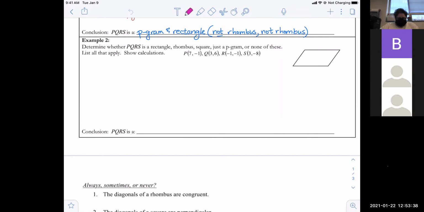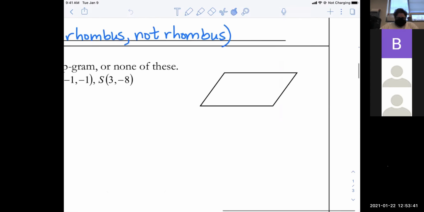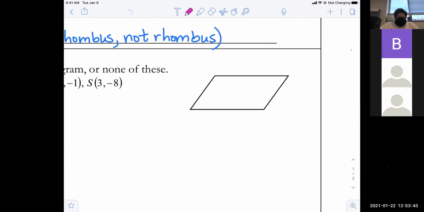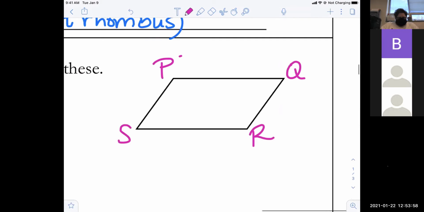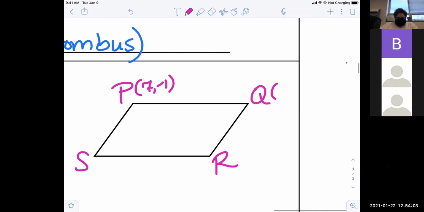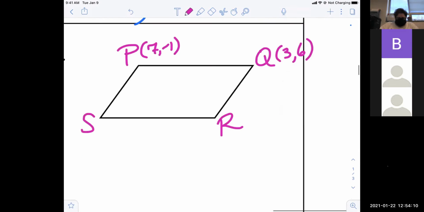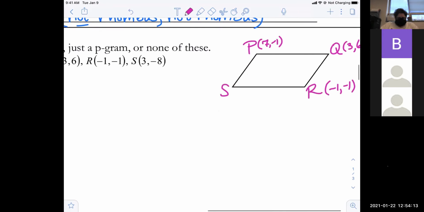All right, I'm going to draw our parallelogram PQRS. Again, reminder that when you label them, it doesn't matter where you put P, but they have to go in consecutive order, either clockwise or counterclockwise. Make sure you don't jump around. Okay, so P is (7, -1). Q is (3, 6). R is (-1, -1). And S is (3, -8).